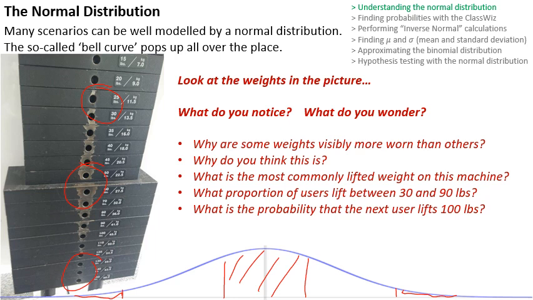We're going to look at how we can use the normal distribution to model this more precisely, and then using only two key statistics, the mean and the standard deviation, we'll be able to answer questions like what proportion of users lift between 30 and 90 pounds, what's the probability that the next user lifts 100 pounds, and so on and so forth.